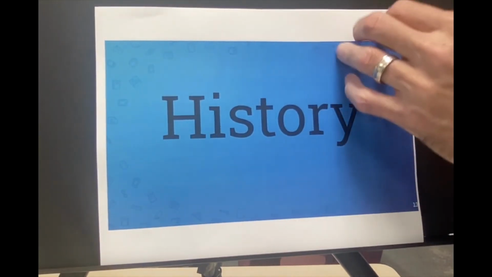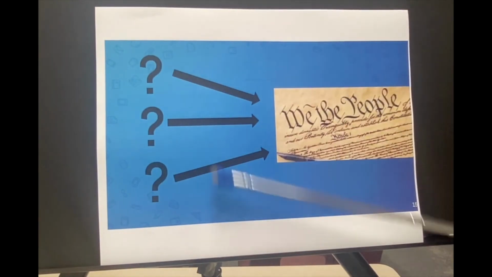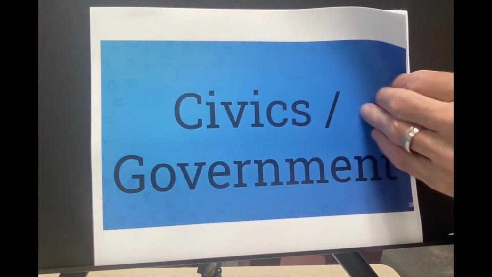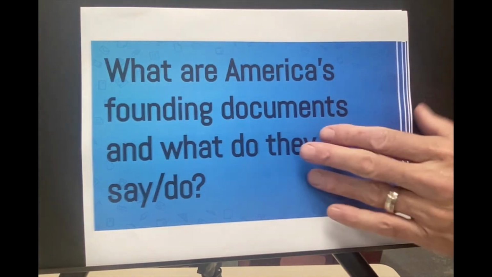We then move into a little bit of history. How did our country wind up having a republic form of government? We look at some causes that led to that. We then move into more civics and government. What are America's founding documents? And what do they say and do?